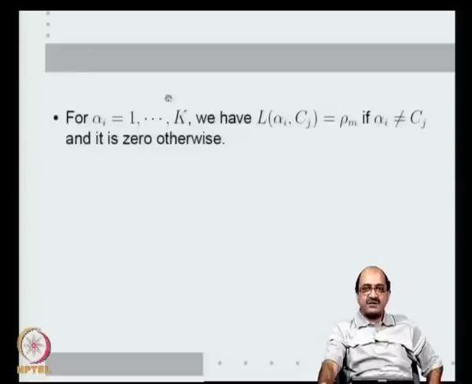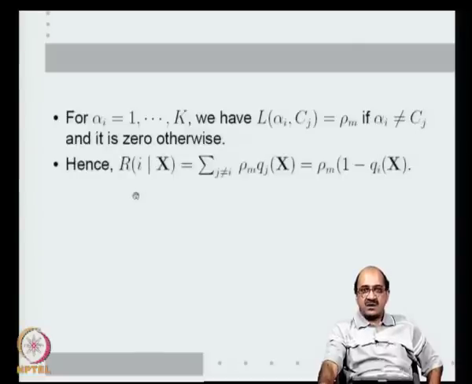When the classifier wants to take actions 1 to k, that means classify into one of the classes, then the loss is rho m if I misclassify, otherwise it is 0. So, for i between 1 to k, the risk of i given x is the sum of rho m q_j(x) over j not equal to i, because when I correctly classify, there is no loss. Otherwise, all other misclassifications have the same loss rho m. So, now rho m comes out of the summation and it becomes rho m into 1 minus q_i(x).